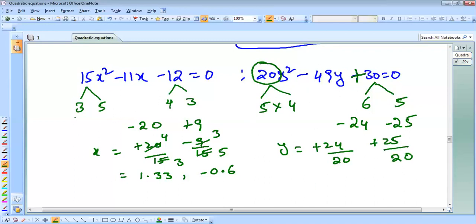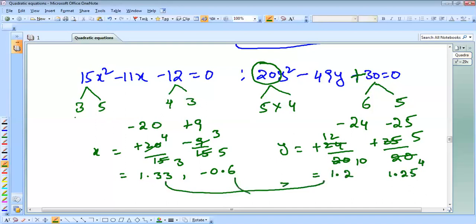Now cancel this one. 2 cancels 10 times. Here 12 times. 5 cancels 4 times. 5 cancels 5 times. 12 by 10, 1.2. 5 by 4, 1.25. 1.25. 1.33 is greater or not? Yes, greater, sir. Minus 0.6 is less. Once it is greater than and less than, then the answer is cannot be determined. Answer is cannot be determined. Even if it is bigger numbers, we deal with how to solve the questions and all these things.